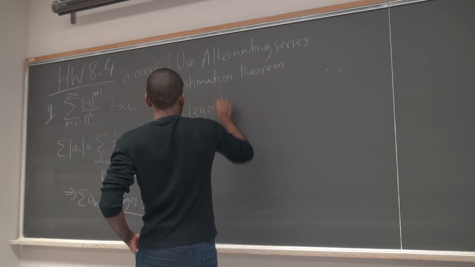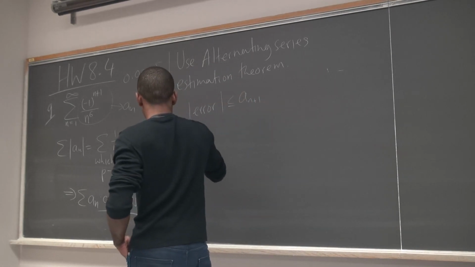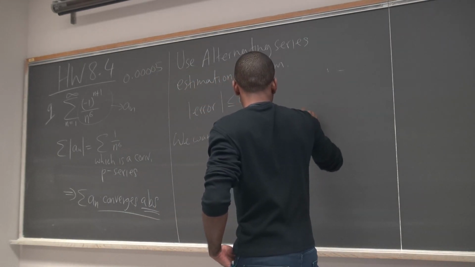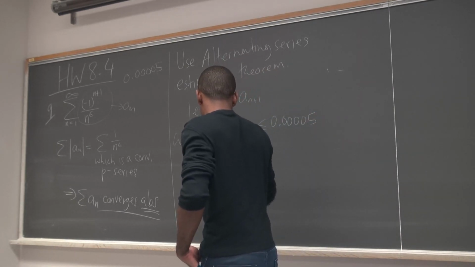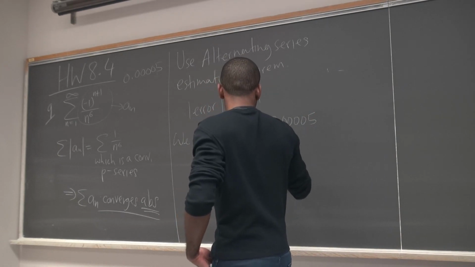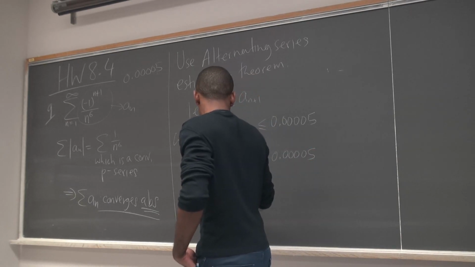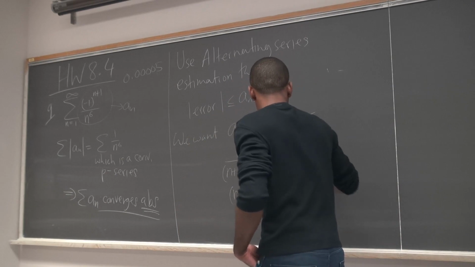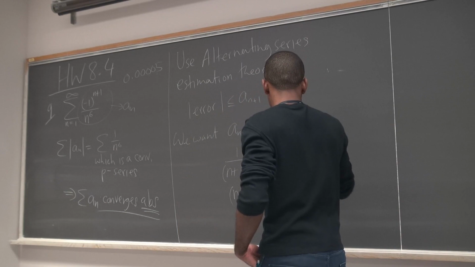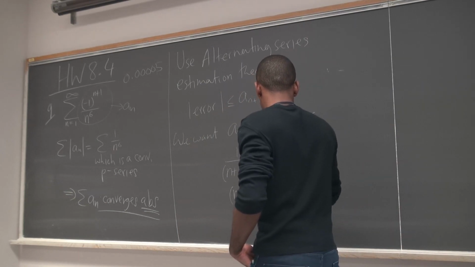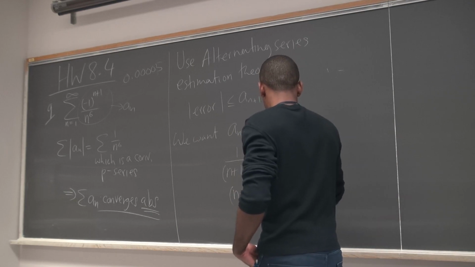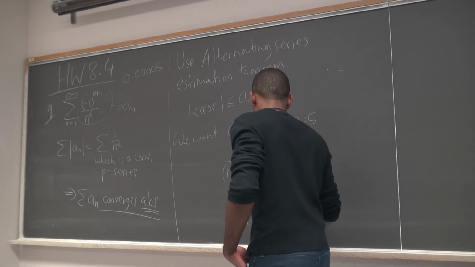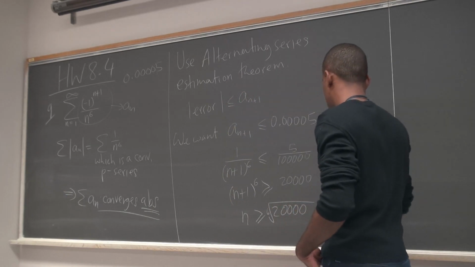Since we know that the error is less than or equal to the a_(n+1) term, we want a_(n+1) to be less than or equal to that guy. So we have 1 over (n+1) to the 6th is less than or equal to 0.00005. So (n+1) to the 6 is greater than or equal to 1 over that, so this will be what, 20,000? Yeah, so n+1 must be greater than or equal to 20,000. Take the 6th root of that, and then subtract 1.